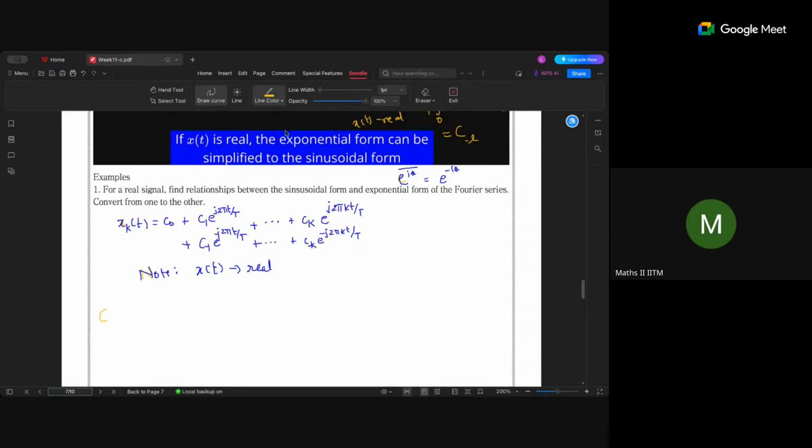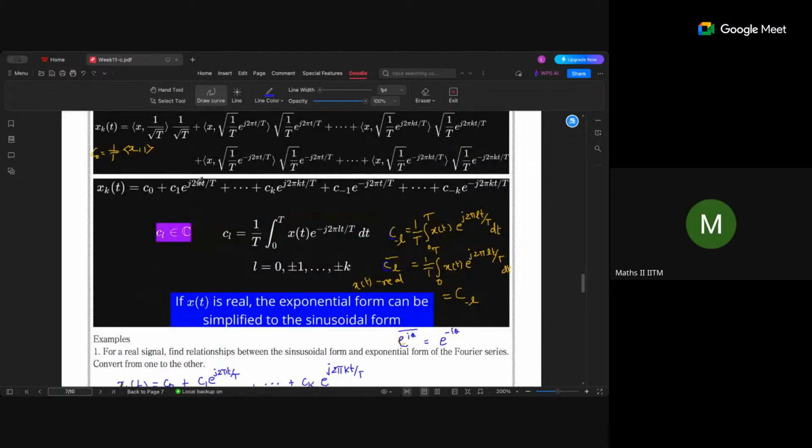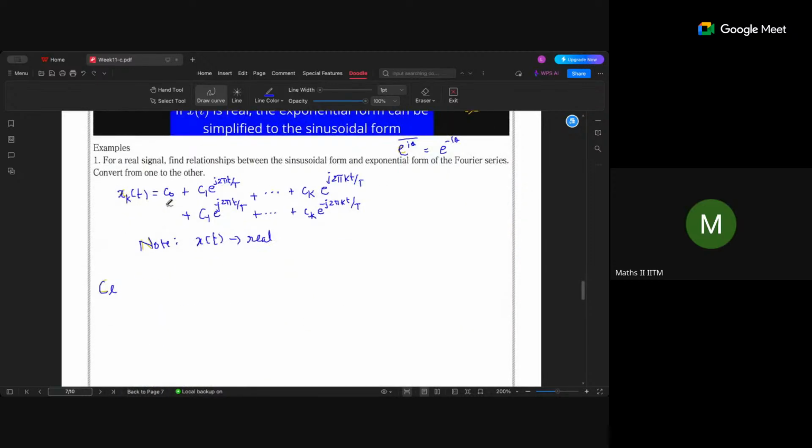C_l, what is this term? e^{j2πlt/T}, right? I have just taken one term here, and let's take one term here and see how we can combine it: c_{-l} e^{-j2πlt/T}. Okay, so I have just taken a pair of these two, and let's expand.